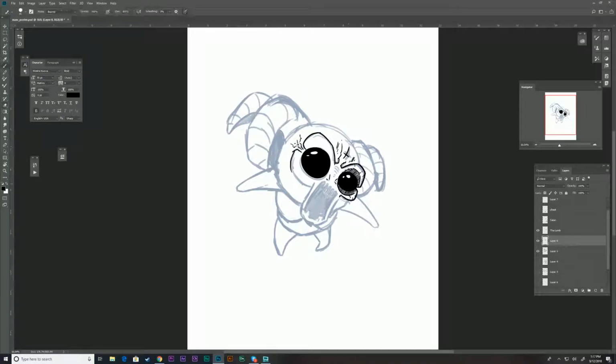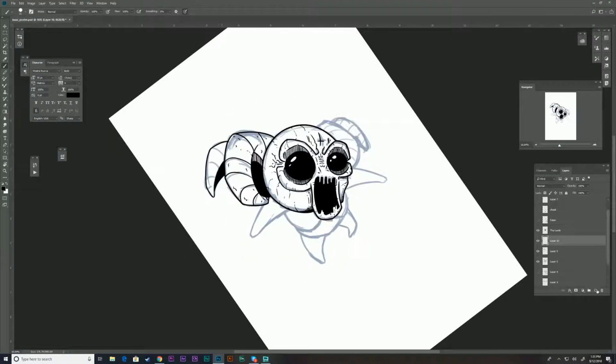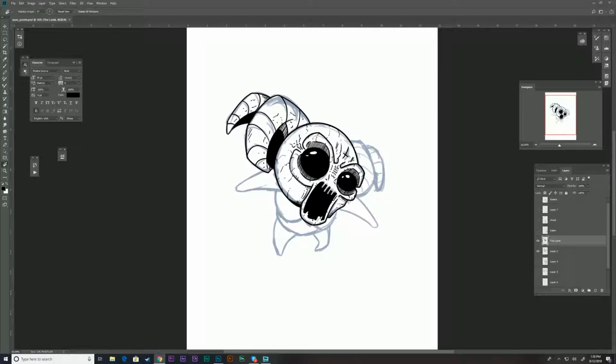I was really happy with how the background turned out, the bricks of the cathedral, and the texture I managed to pull off with it. So yeah, I was really proud of that.